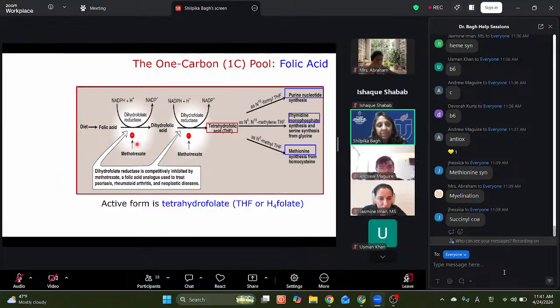Folic acid is not available to do the purine, pyrimidine, or methionine synthesis. Are you clear with that? Number one. Then clinical finding. How will you assess folic acid deficiency? Do the folate levels. How will you assess B12 deficiency? See the B12 levels. In each one of them, there should be low.